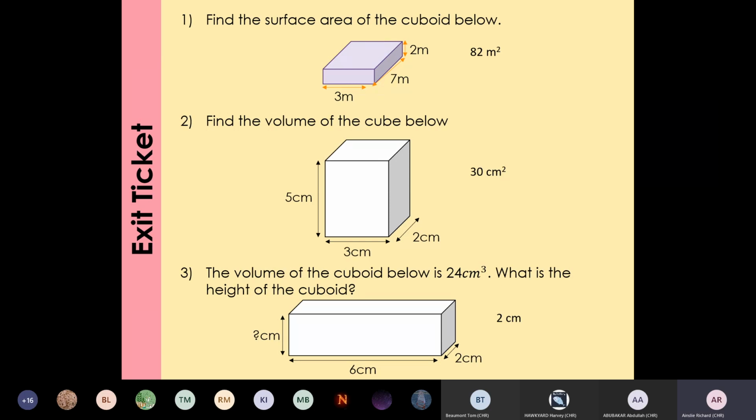What I also want you to do, because the chat function has been disabled, because it's a bit chaotic last week, could you via Satchel message your teachers saying what you got on the exit ticket? So like 2 out of 3 or 3 out of 3 or 1 out of 3, etc., etc. Just send a little message on Satchel saying, I got 1 out of 3 on my exit ticket on this week's live lesson. That'd be great.